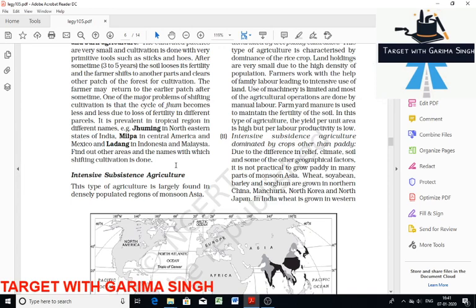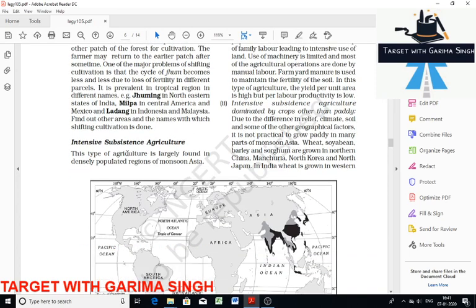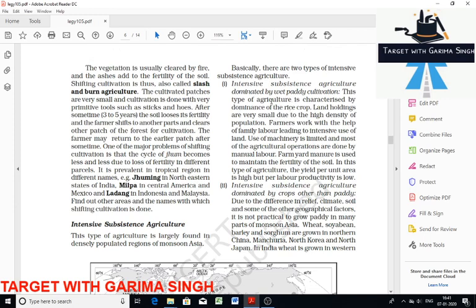Now we'll discuss intensive subsistence agriculture. It is found in densely populated areas. These are of two types. First one is dominated by wet paddy cultivation, that is dominated by the rice crop. Land holdings are very small. Family labor is used, with less use of machines. Manual labor is used. Farmyard manure is used. Yield per unit area is high, but per labor is low.